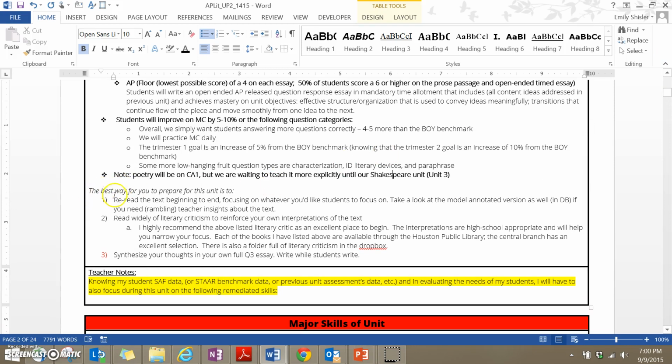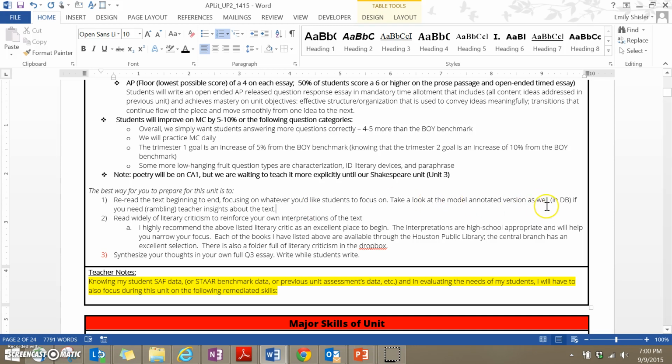So I want to make a note of this place on the unit plan where it says the best place for you to prepare for this unit is, of course, rereading Gatsby. I don't know if an American kid can make it out of high school without having read Gatsby, but if you're like me, my first year of teaching it was the first time I had looked at it since my sophomore year of high school. So please do reread it.